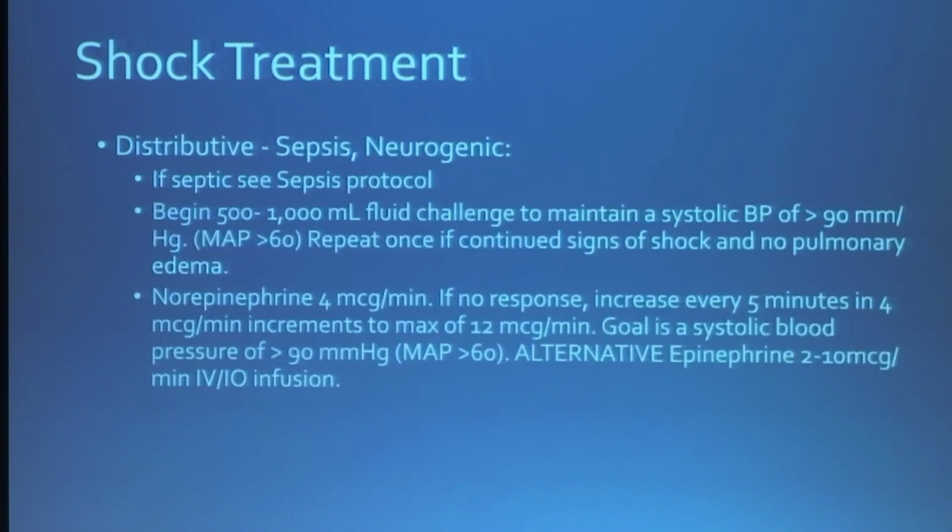On your orders, distributive shock: sepsis, neurogenic. See the sepsis protocol if you think this is septic, but for any form of distributive shock, you start with a fluid challenge, looking for a blood pressure of 90, MAP of greater than 60, repeat, and then norepinephrine is our pressor of choice, although epinephrine is a good fallback. So we start with norepinephrine, 4 mics per minute. If no response, increase by 4 mics per minute up to a max of 12 mics per minute, with your goal of 90 millimeters or MAP of greater than 60.